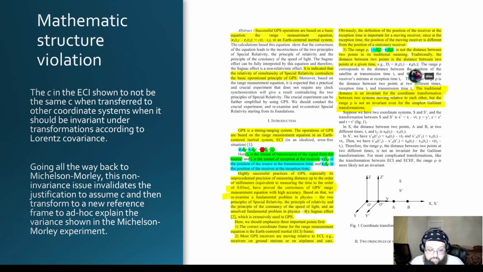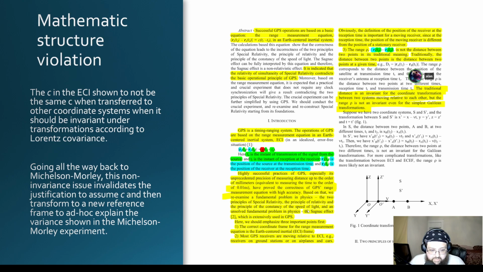we can get into the key points of the paper here. The highly successful practice of GPS, especially its unprecedented precision of measuring distance on the order of millimeters, is equivalent to measuring time to the degree of 0.01 nanoseconds, and has proved the correctness of GPS's range measurement equation with the ECI reference frame. Based on that, we re-examined the fundamental problem in physics and all the principles of relativity that we just went over, and the fundamental unsolved problem in physics, the Sagnac effect. We'll get into the history of that too as we move on, and explain why he has this weird opinion that the Sagnac effect somehow invalidates the framework of light that's given to us.